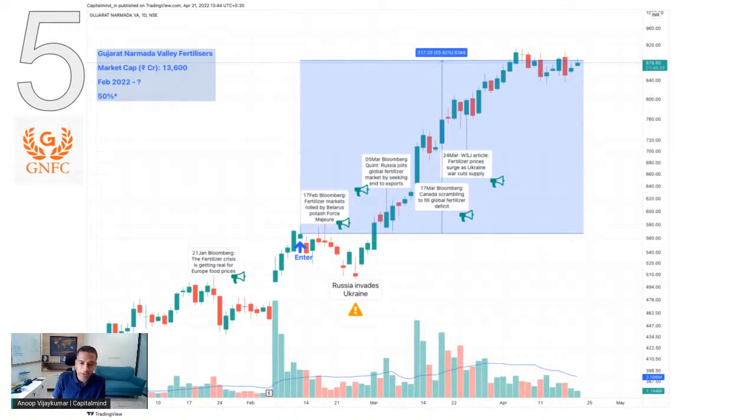when Russia finally actually invaded Ukraine, and then the stock of GNFC just took off, and this happened with most fertilizer companies. You can see the news flow that came out in early, mid and late March about how the global fertilizer markets are going to be in trouble now, because a lot of the capacity which sits in Russia is now going to be offline, not available. Canada talked about scrambling to fill global fertilizer deficit. Fertilizer prices surge as Ukraine war cut supply.